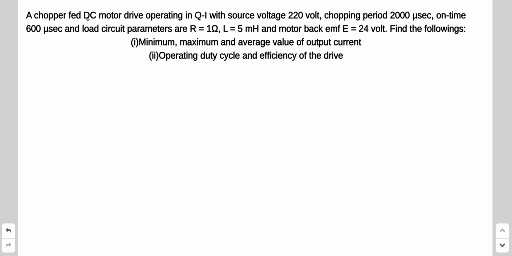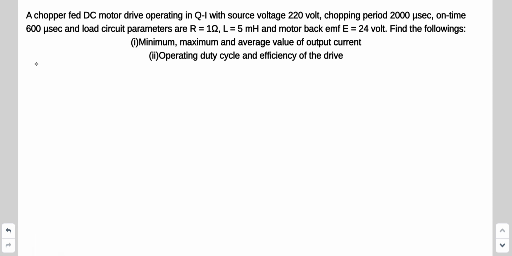Our question is: a chopper fed DC motor drive operating in quadrant first with source voltage of 220 volt, chopping period 2000 microsecond, on time 600 microsecond, and load circuit parameters R is equal to 1 ohm, L is equal to 5 millihenry, and motor back EMF E is equal to 24 volt. Find the following: minimum, maximum and average value of output current, operating duty cycle and efficiency of the drive.